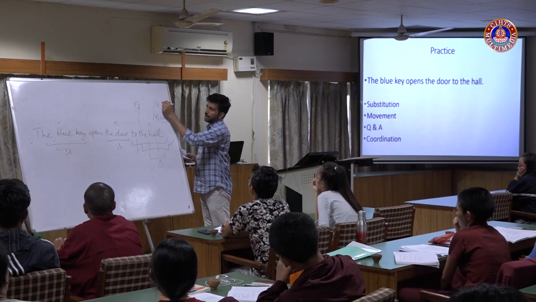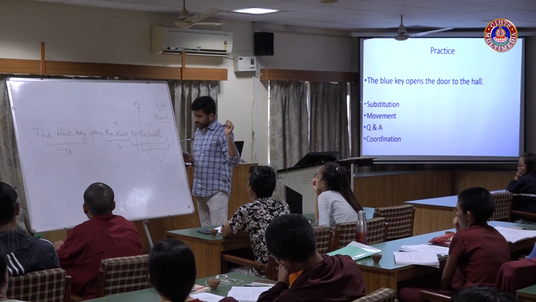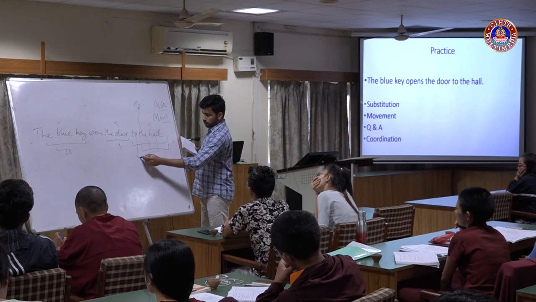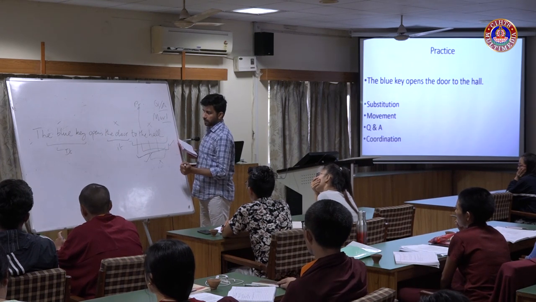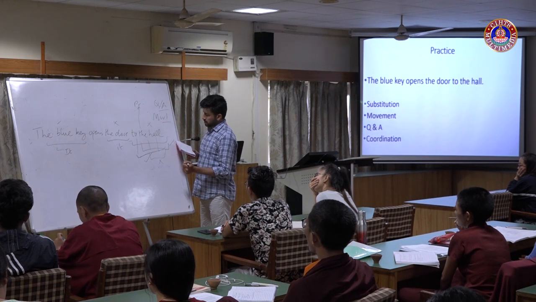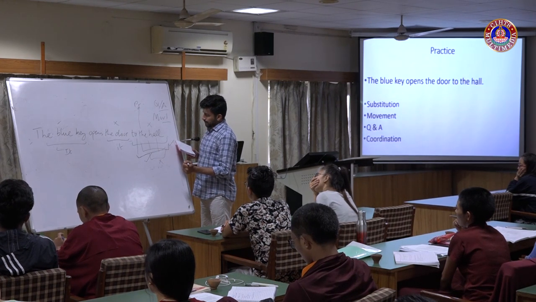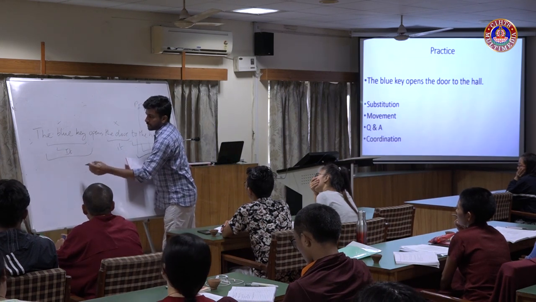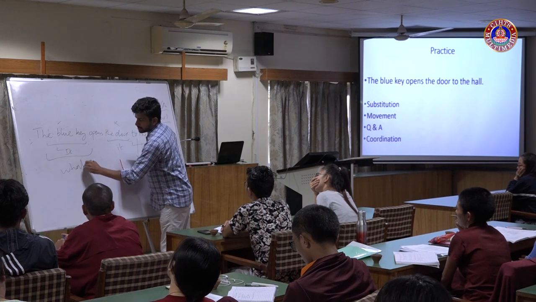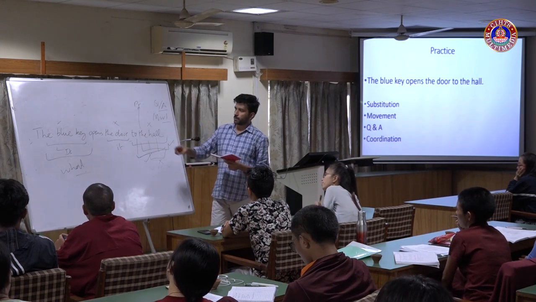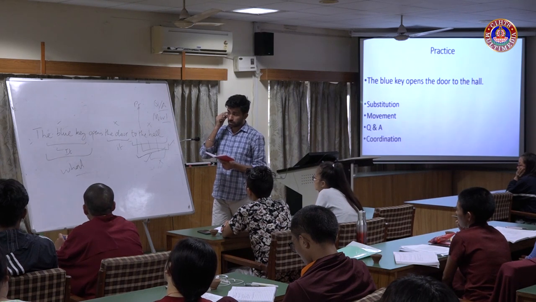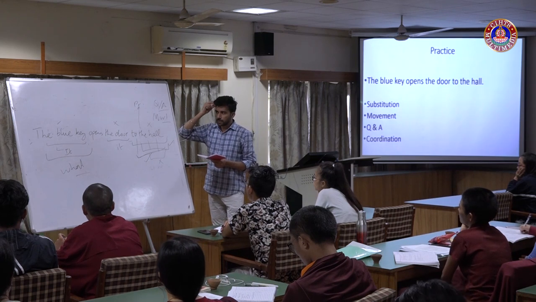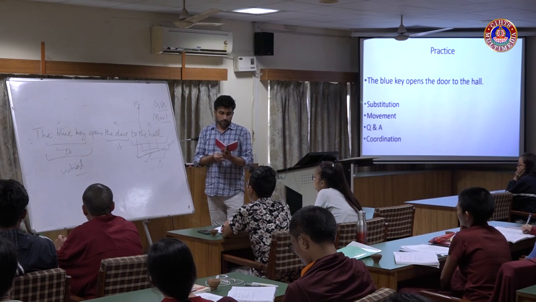Finally, we can have a question and answer test with this sentence. Opens the door to what? To the hall makes sense. What opens? Of course, we have already seen this is a valid construction according to other tests. But what opens the door to the hall? The blue key opens the door to the hall. It opens the door to the hall. So these units are valid constituents.